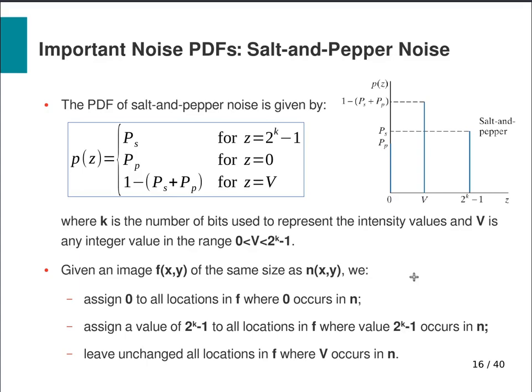And finally, we leave unchanged all locations in f of x and y where v occurs in the noise image. So you see the application of salt and pepper noise is a bit different than how you applied the previous types of noise. The previous ones, you created the noise component and you just added it to your image. But now, in the salt and pepper noise, depending on the value of the noise at any given pixel, you either change the value of the original image to 0 or to 2 to the k minus 1, or you leave it unchanged.